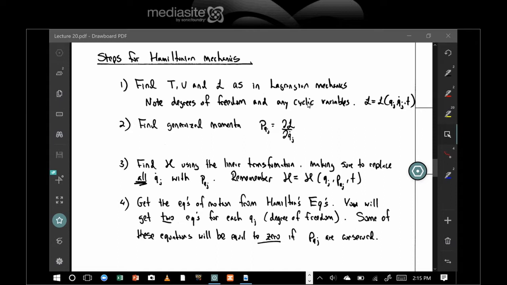And when I calculate the Hamiltonian, I want to make sure my Hamiltonian is a function of generalized momenta and generalized positions only, and time maybe. In this case, it's a conservative system, so time will not explicitly be there. Then for each degree of freedom, I'm going to have two Hamilton equations of motion, so I'm going to use those. So let's take a look at our problem again.